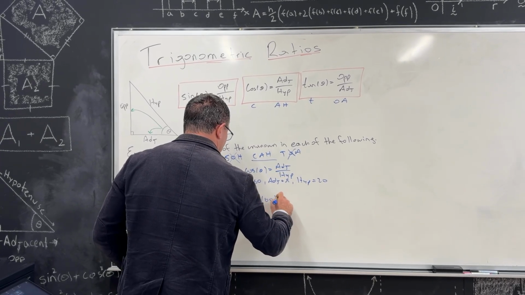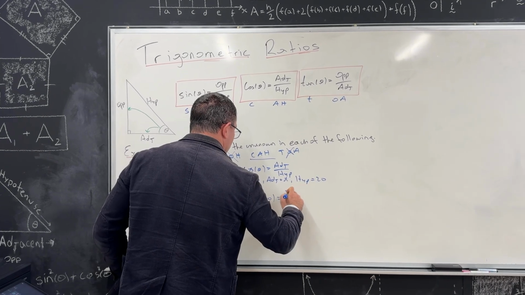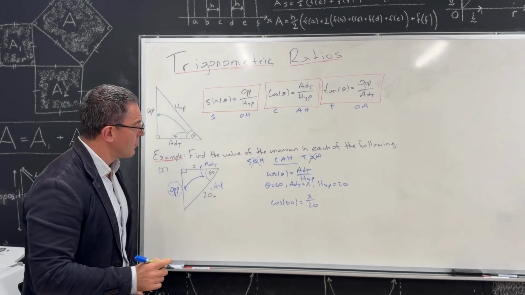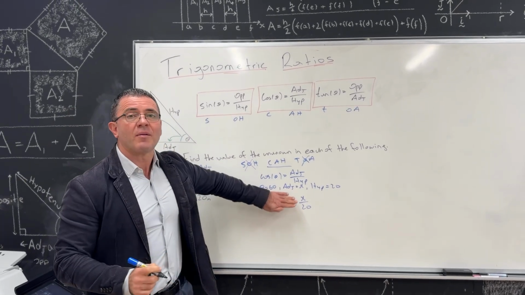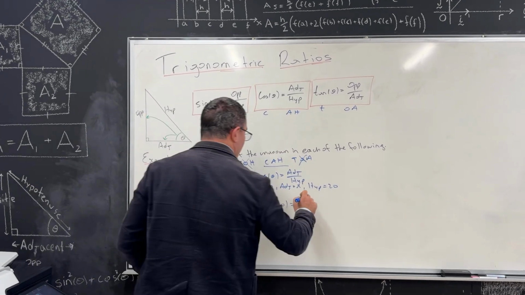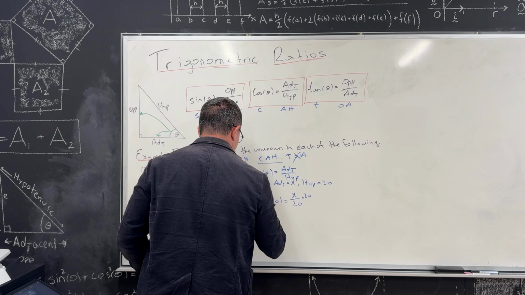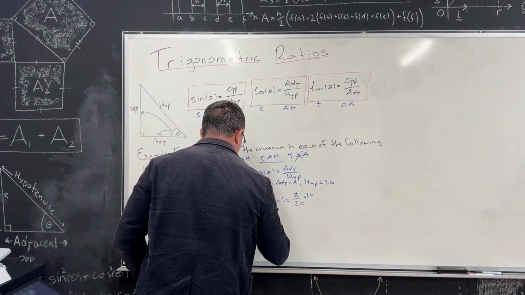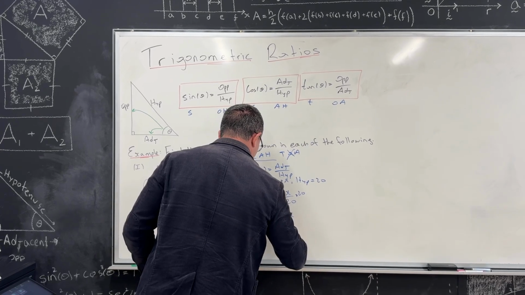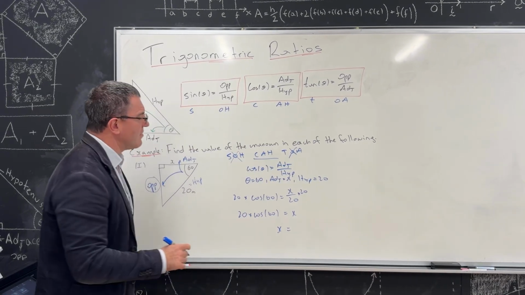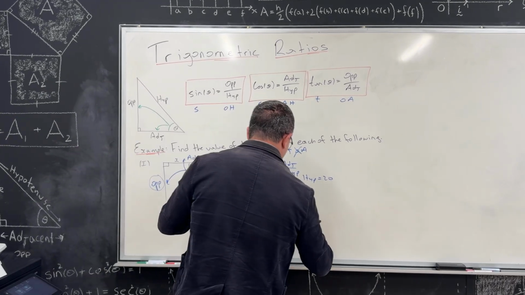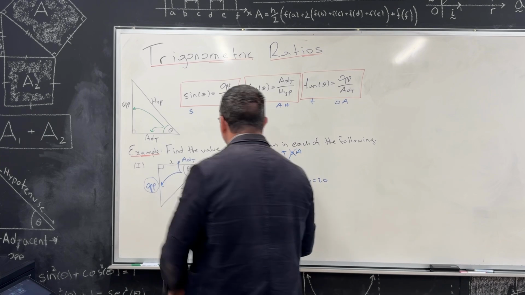Sub it in. And what you have now is just an equation. From your equation, x is divided by 20, so you multiply the 20 over to the other side. So you get 20 times cos 60 equals x. And once you put 20 times cos 60 on your calculator, your value of x becomes 10 meters.